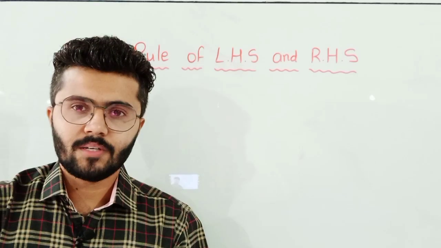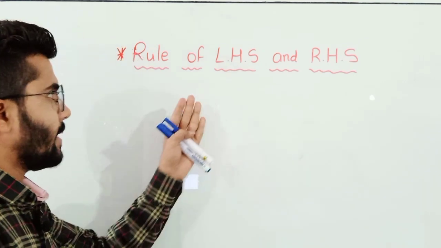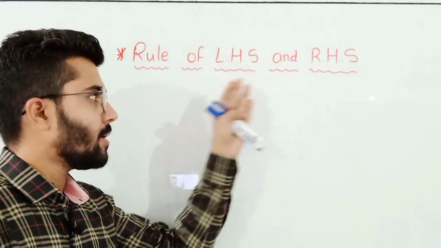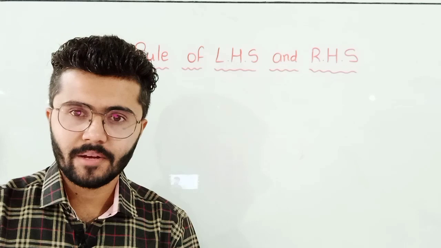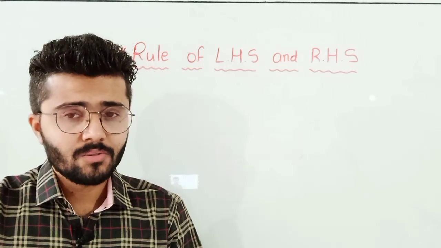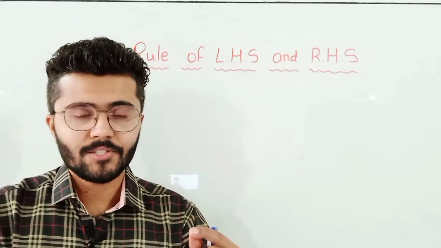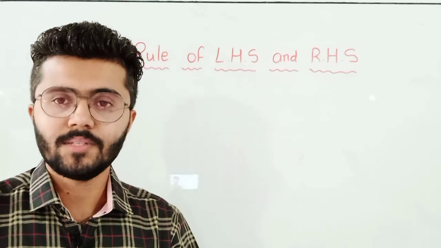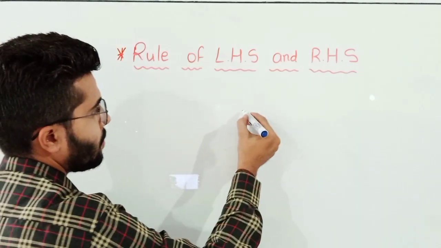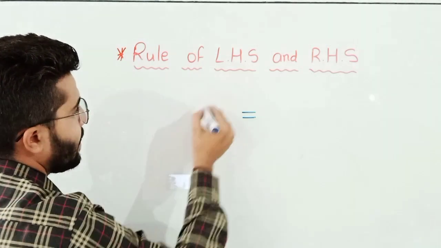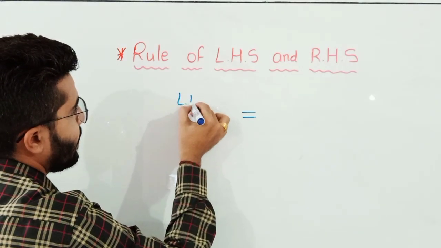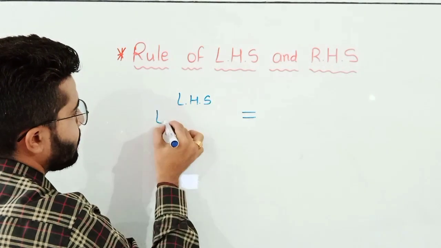So now we'll understand the rules for L.H.S, meaning left hand side, and R.H.S, meaning right hand side. L.H.S and R.H.S of what? L.H.S and R.H.S of the is-equal-to sign. For example, when the equals to sign is given here, L.H.S means left hand side.